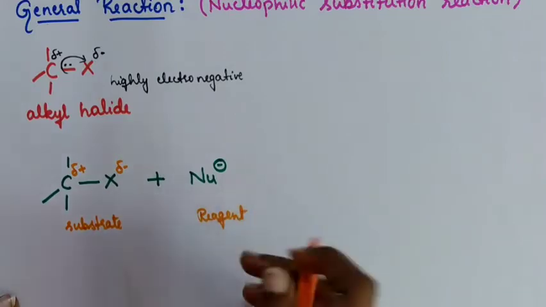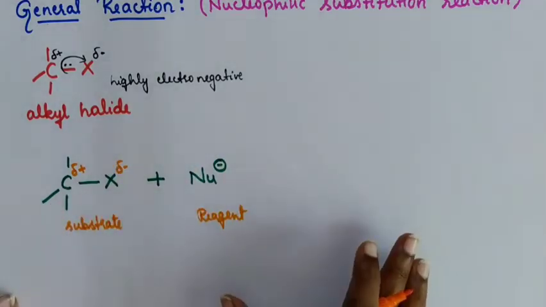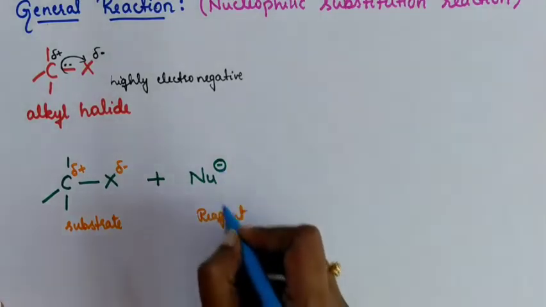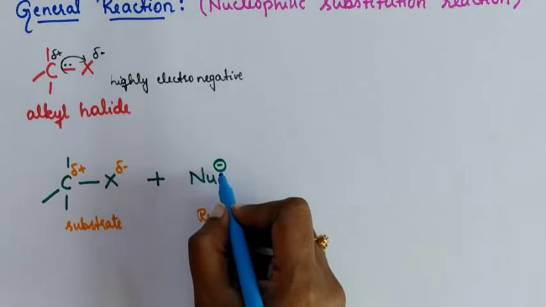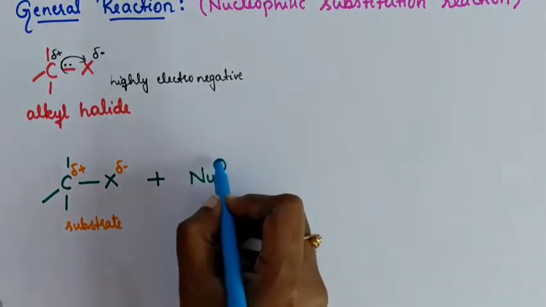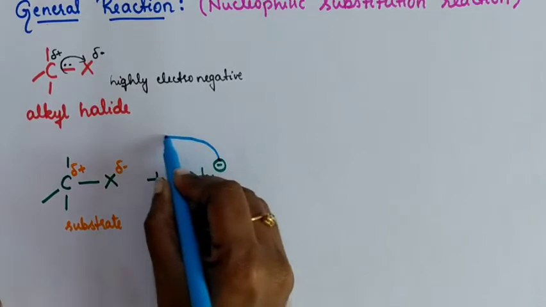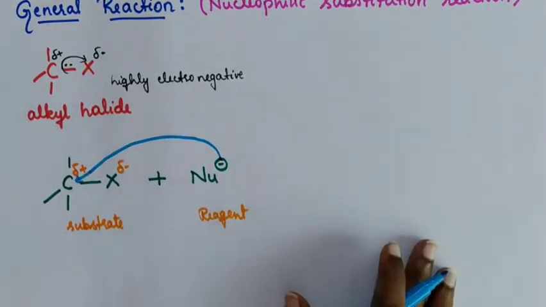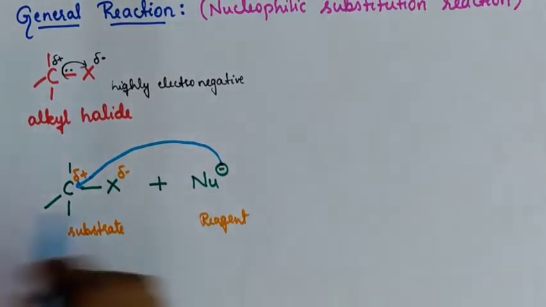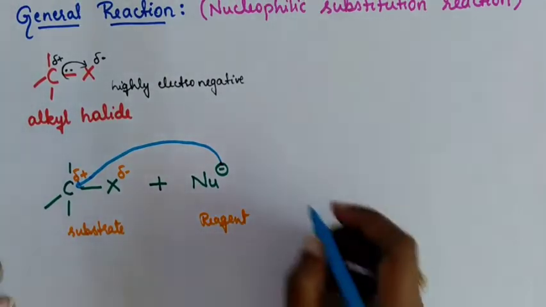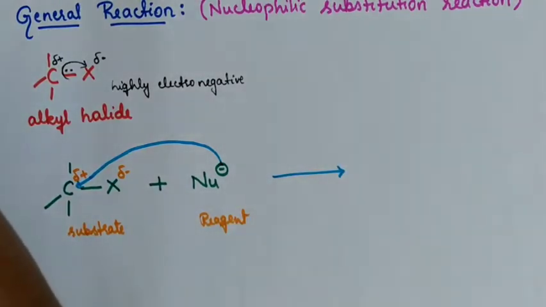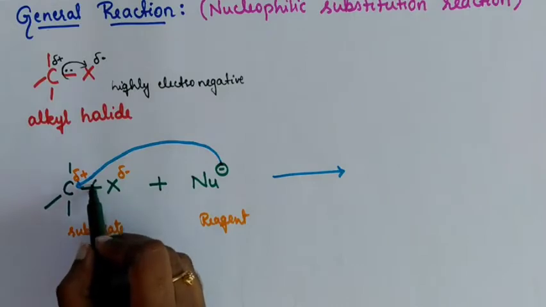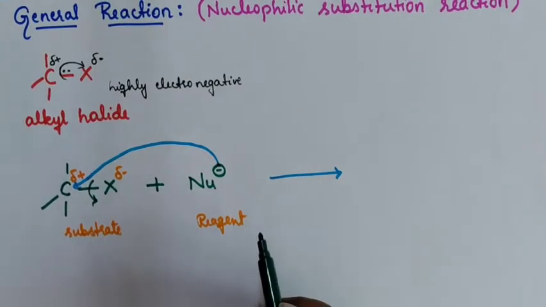What is the role of the reagent? It will attack the substrate. So how is it going to attack the substrate? Our reagent is a nucleophile. It is an electron rich species. So it is going to attack the carbon atom, since the carbon atom has a partial positive charge. When this attack of the reagent takes place on the substrate, the bond between carbon and halogen is going to break. This bond will break.